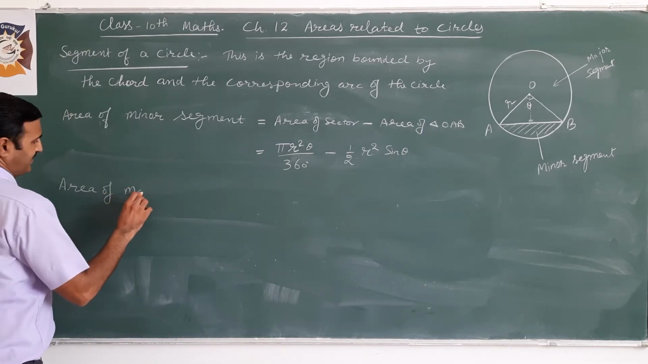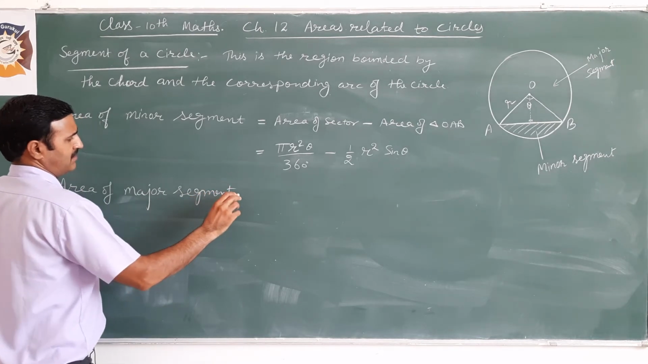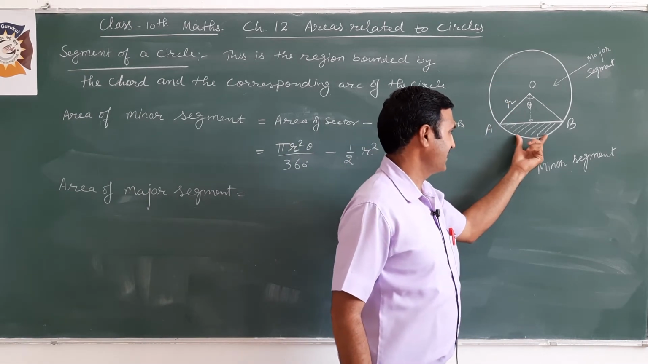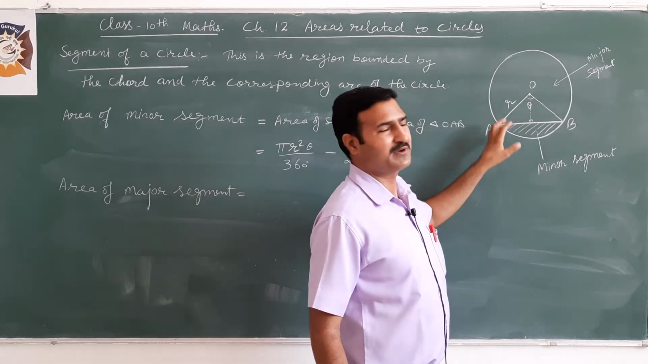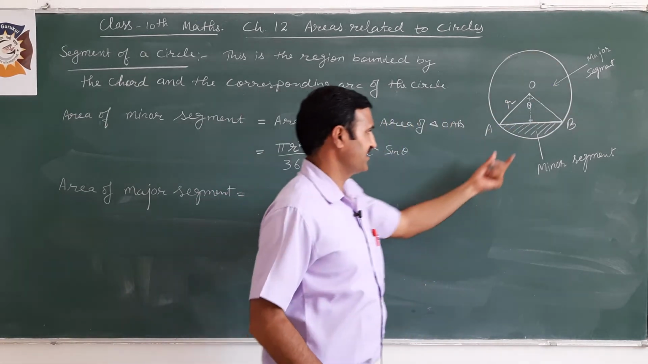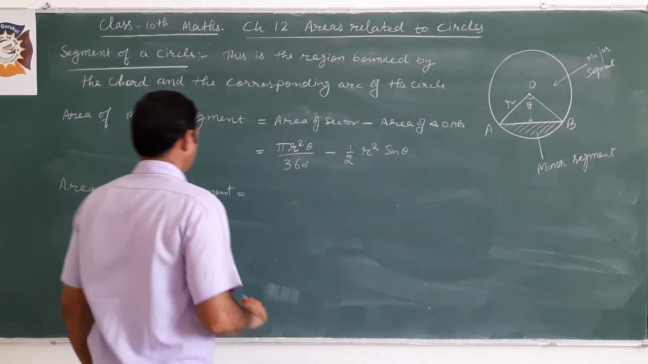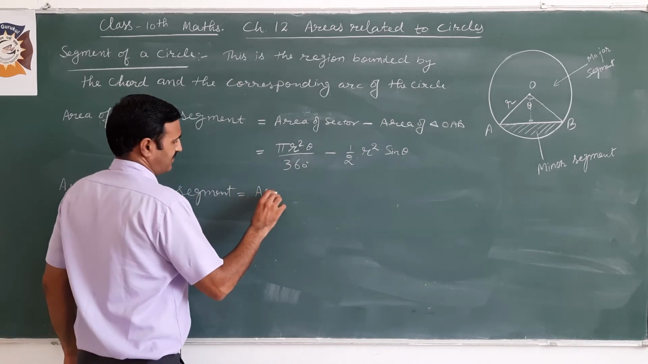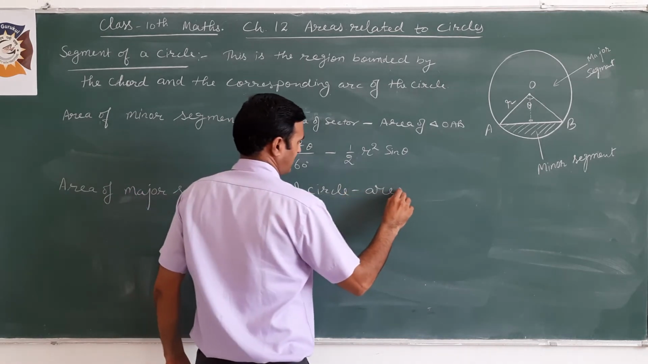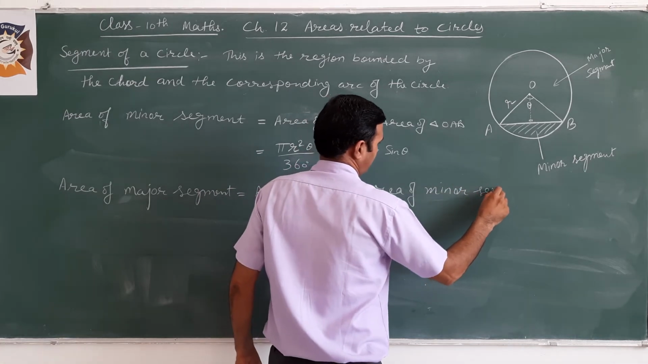Area of major segment. If we subtract the area of minor segment from this complete circle, then we will get the area of this major segment, except this shaded region. Excluding this shaded region, the remaining area is the major segment. So area of circle minus area of minor segment.